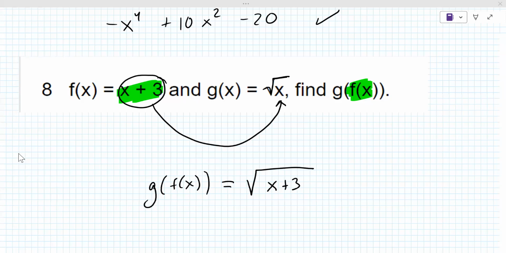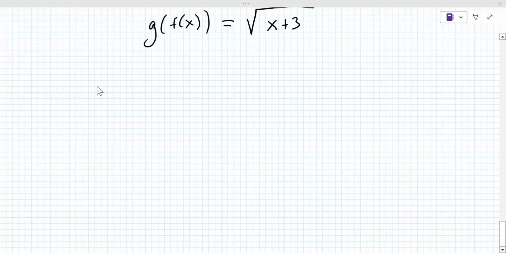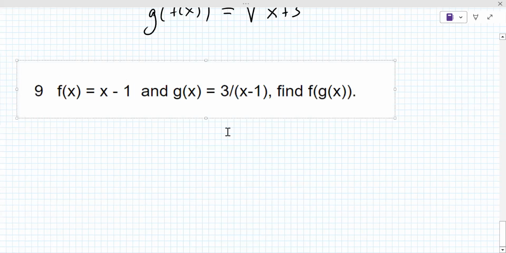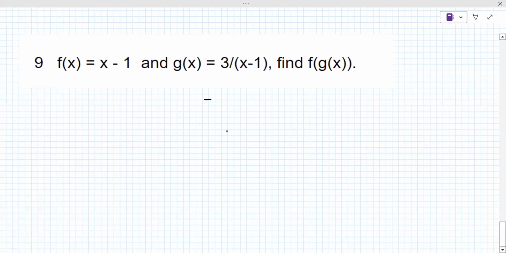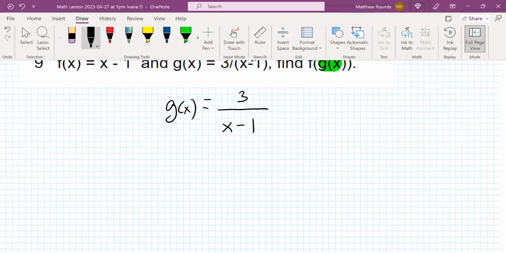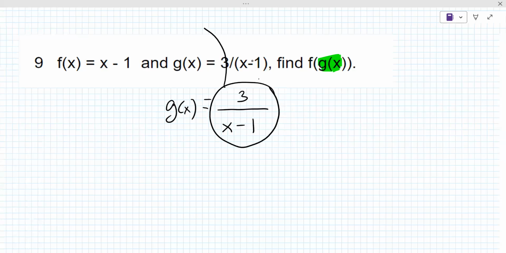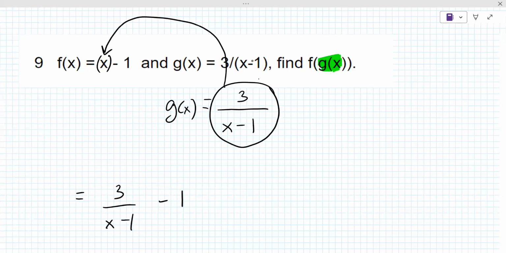All right, number 9. For the g of x over here on the right, I want to rewrite it slightly. It's 3 divided by x minus 1. This time you're taking g of x, the inner one, this g of x here, and you're putting that into the other one. So imagine it's in parentheses. It's 3 over x minus 1, and then this minus 1 is off to the side here.